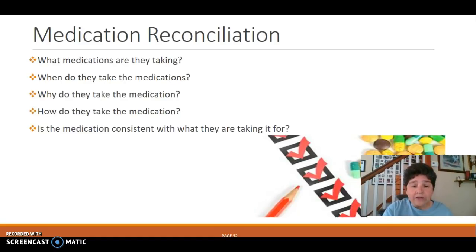We need to know why they're taking the medication, when are they taking it, how many times a day are they taking it, maybe it's a once a week medication, whatever it is, we need to know how they are taking it. Is it oral? Is it a pill form? Is it a shot? Is it a liquid? Is it a patch? Maybe it's absorbing. So we need to know how they take it. If they tell us what they're taking it for, does it match what we know the medication typically is for?